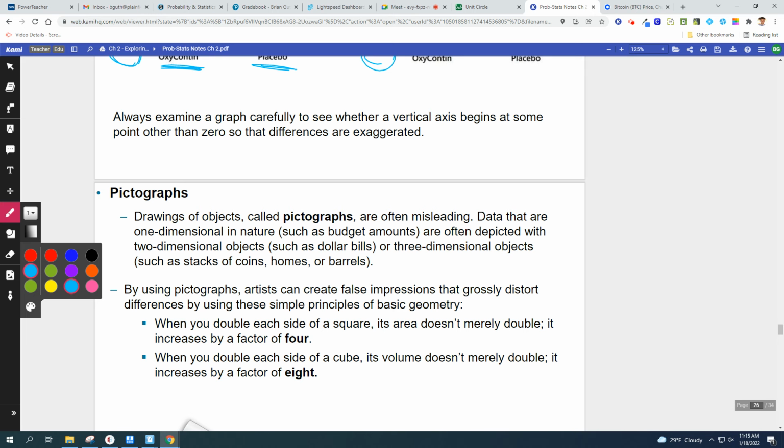Always examine a graph carefully to see whether a vertical axis begins at some point other than 0, so that differences are exaggerated.